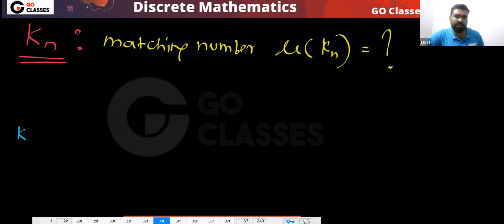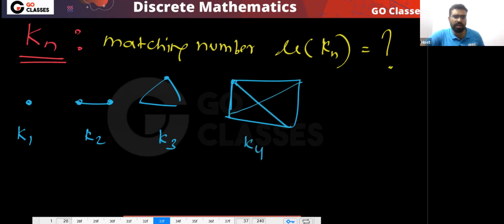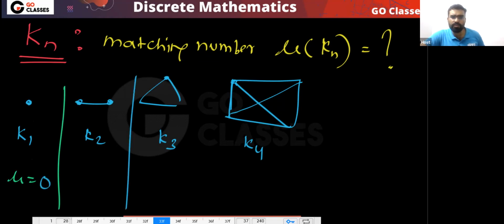For example, you have K1, K2, K3, K4. So tell me, here what is the matching number? Matching number means basically the size of the largest matching. Here there is no edge, so the matching number will be 0. Here we don't have any edge, so the matching number here will be 0.